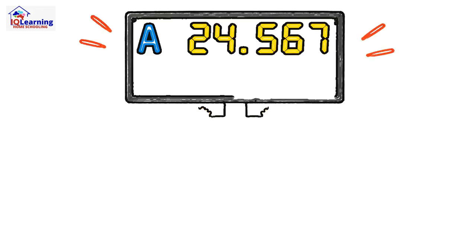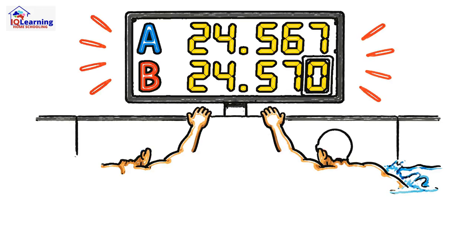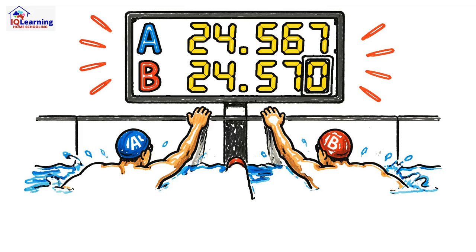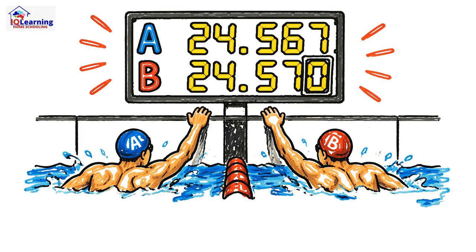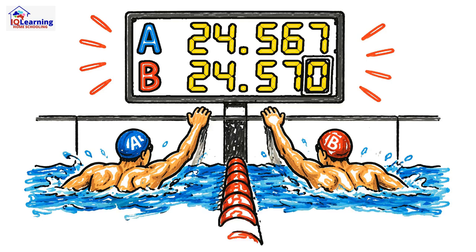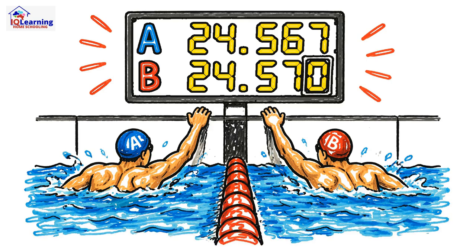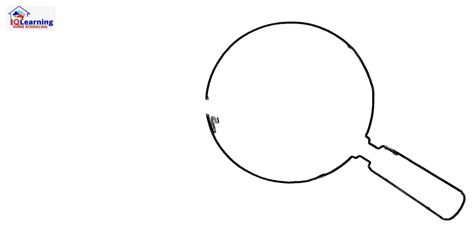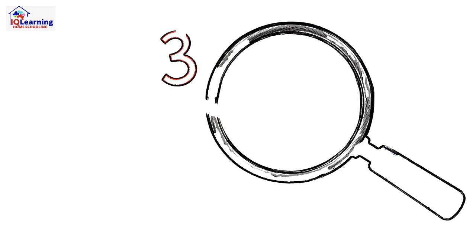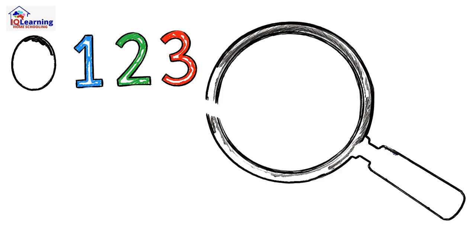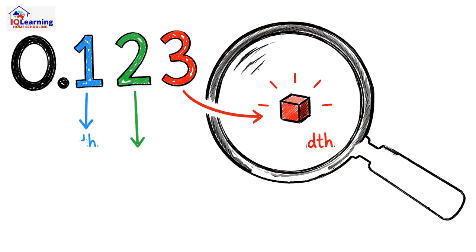Imagine two Olympic swimmers hitting the wall. The scoreboard flashes. Swimmer A, 24.567 seconds. Swimmer B, 24.57 seconds. Who won? In that tiny, almost invisible gap, in the thousandths of a second, lies the difference between gold and silver. So what is a thousandth?